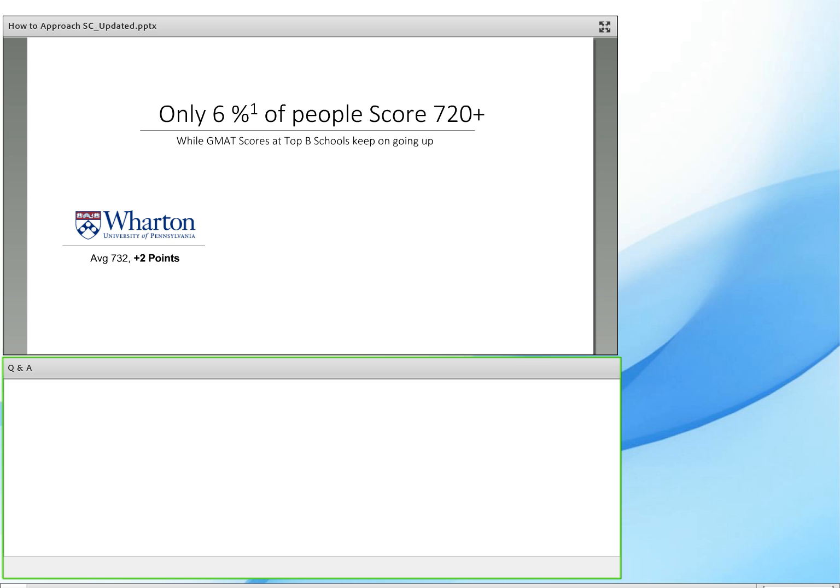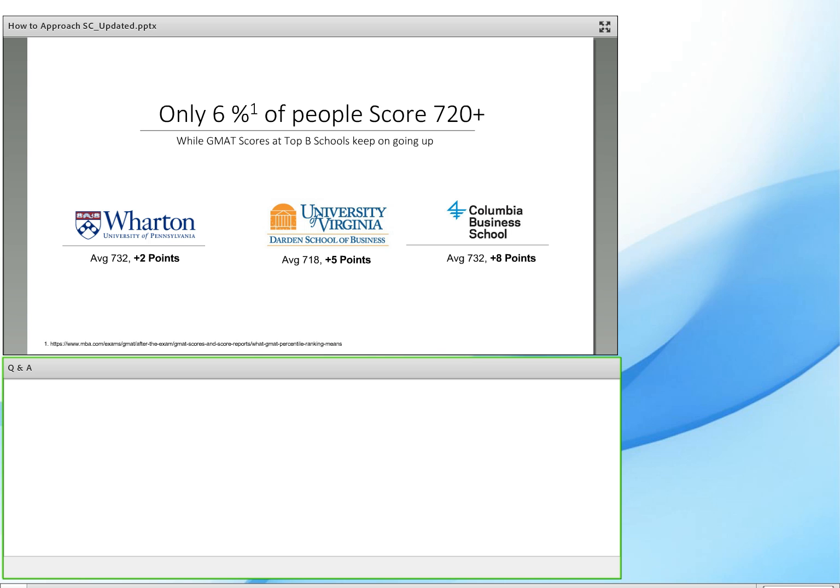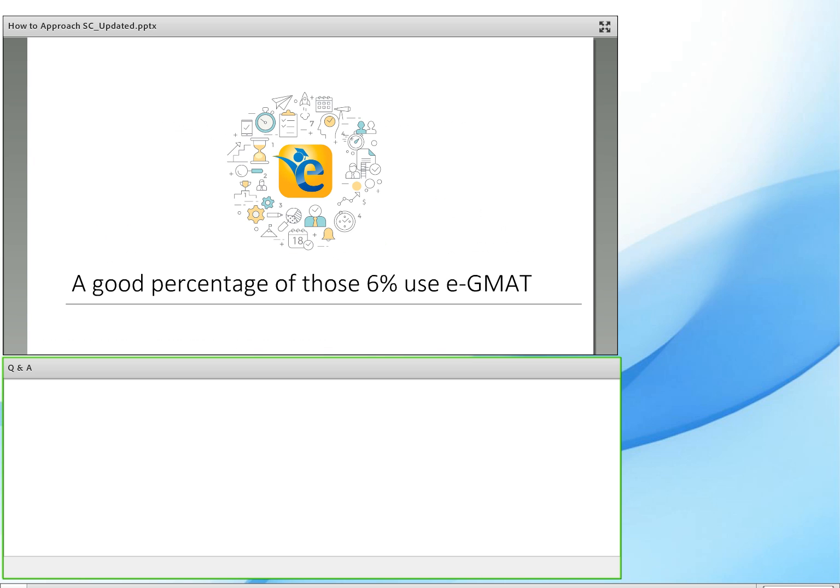And this is despite the fact that if you look at the median scores at top B schools, they've actually been going up for the past few years, and that trend hasn't abated, and it's not likely to abate any time soon. So what is it that folks who get to those high scores do? A good percentage of them use e-GMAT. Why do we really say that?